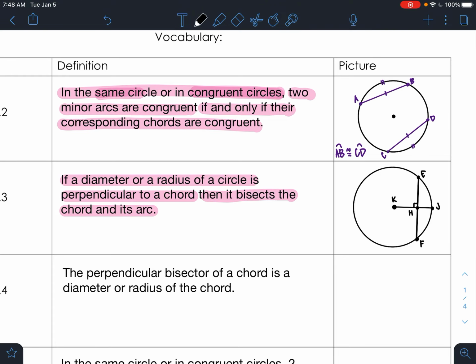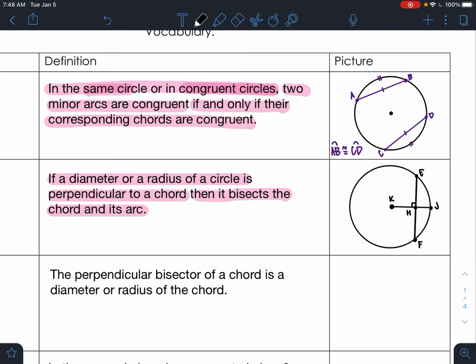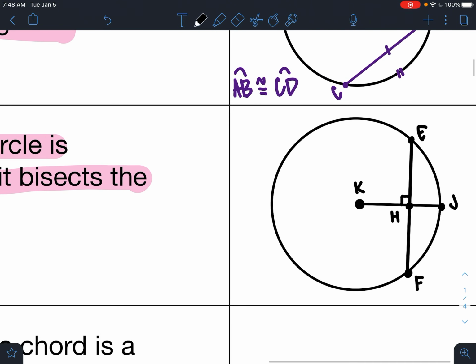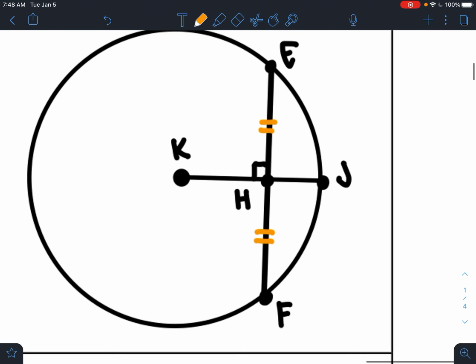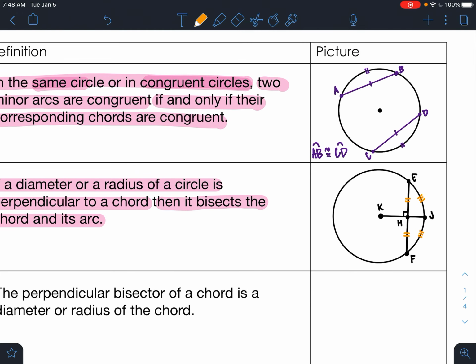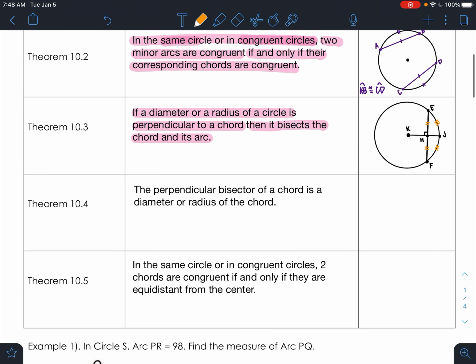If we have a diameter or radius that is perpendicular to a chord, then our conclusions, all right, it says that it bisects the chord. So my conclusion would be that H is the midpoint of that chord, which means that EH is congruent to HF. But then it also says that it bisects its arc, so then I know that EJ is congruent to JF. So I can pull two sets of information from that theorem, that it bisects the chord and it bisects the arc.